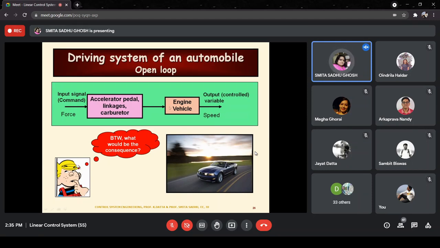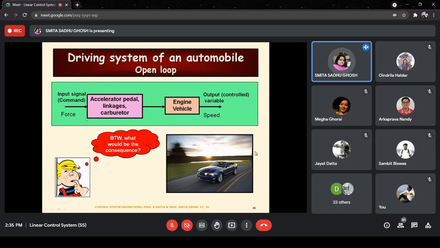So from this block, we have this output variable, which is also sometimes known as the controlled variable, and that is the speed in our case, in this example of an automobile. Now, how do we change the speed of the car? Naturally, some input has to be applied to the system. How is input applied to this particular system as far as the speed is concerned?